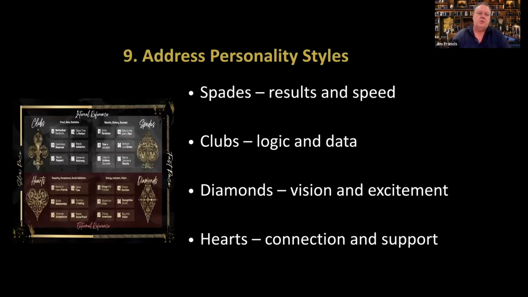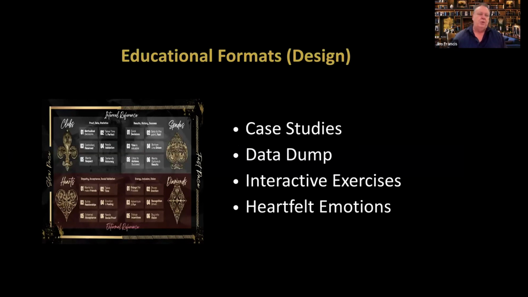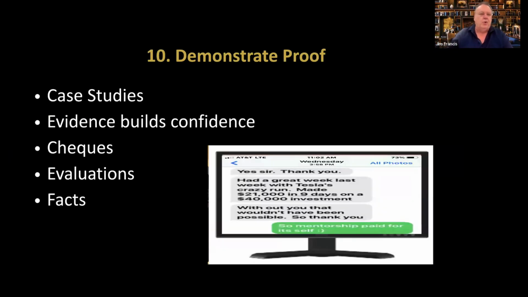You have to address personality. So spades, clubs, diamonds, hearts. We kind of know spades need the result. Clubs need the system. Diamonds want to have fun, the vision. But that's also part of how we build our education. Spades love a case story. A club loves a data dump, step 17. A heart personality likes emotions and relationships. Diamonds love to have interactive exercises. So we need to build our presentation, whether it's 1 day or 90 minutes, based on the different types of individuals.